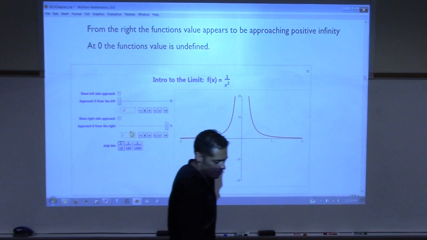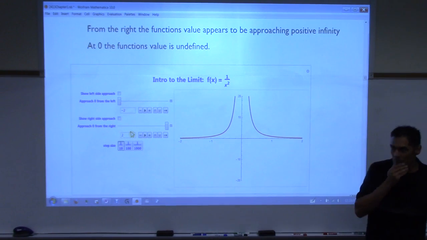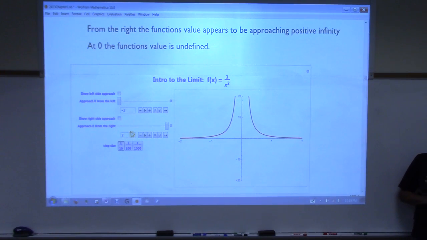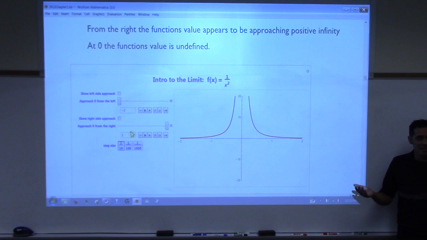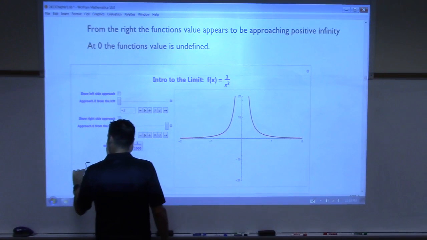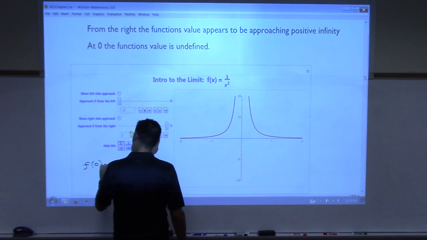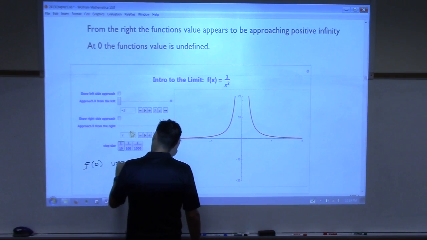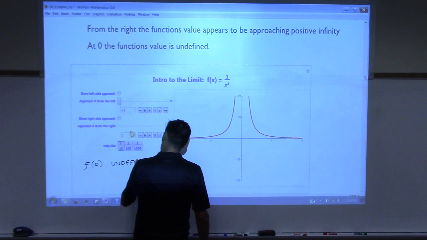One over x squared. Okay, so let's ask the algebra question first. What's f of 0? F of 0 is undefined. I'll write it out. Undefined.